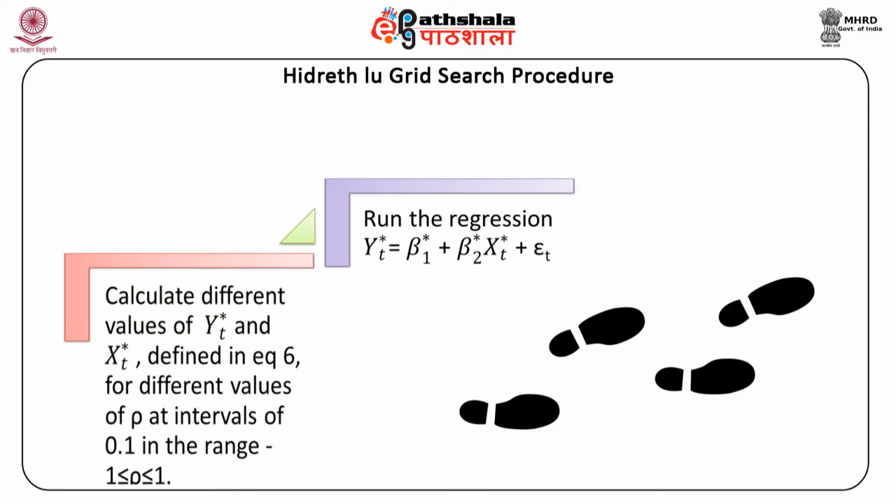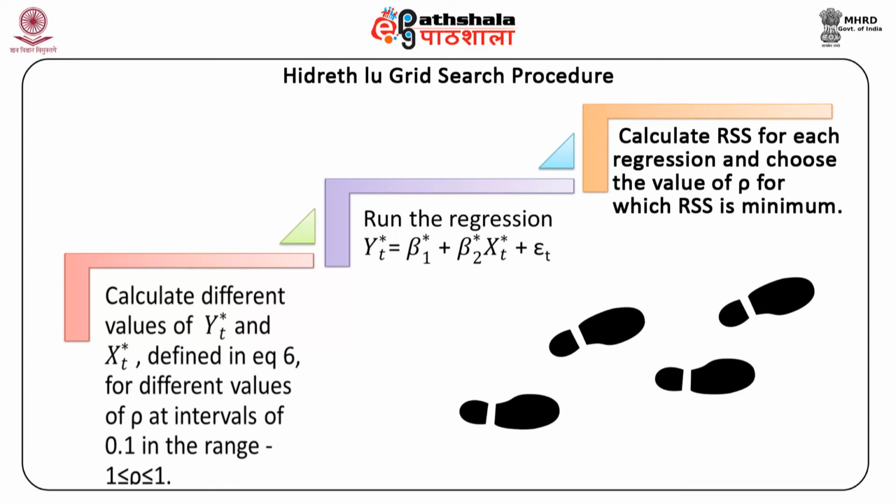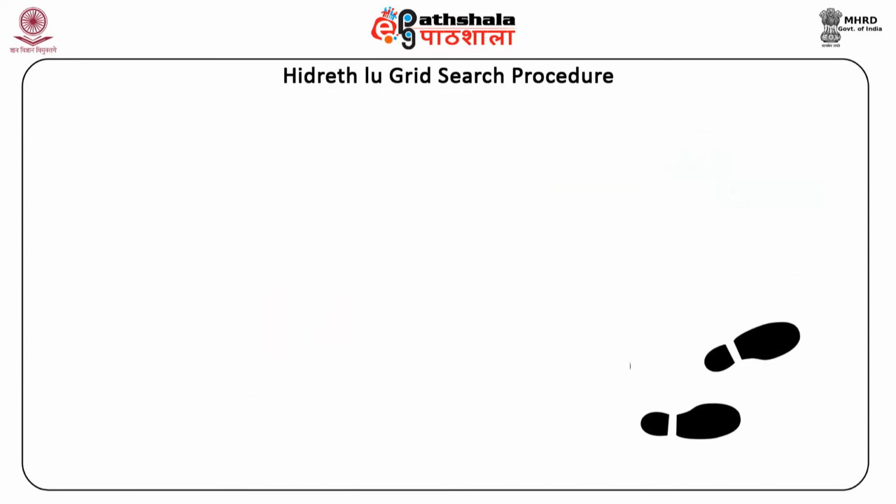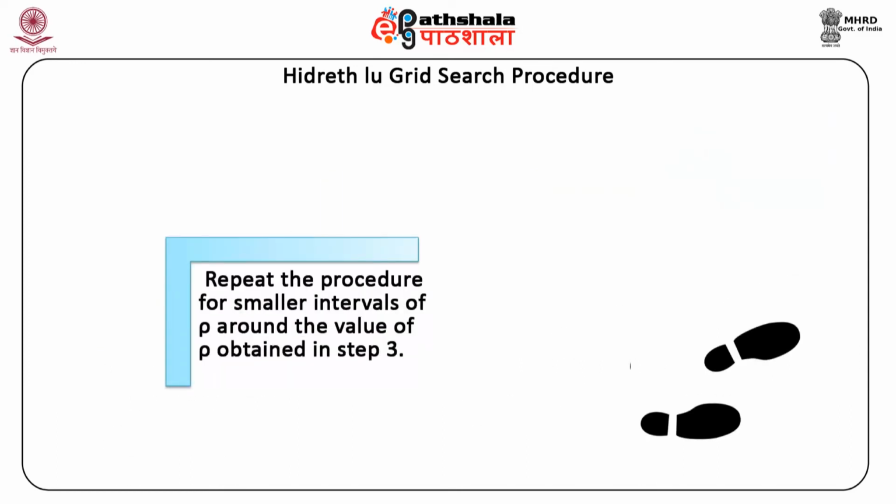Step 2. Run the regression yt star is equal to beta 1 star plus beta 2 star xt star plus epsilon t. Step 3. Calculate RSS, which is residual sum of the squares, for each regression and choose the value of rho for which this RSS is minimum. Step 4. Repeat the procedure for small intervals of rho around the value of rho obtained in step 3.